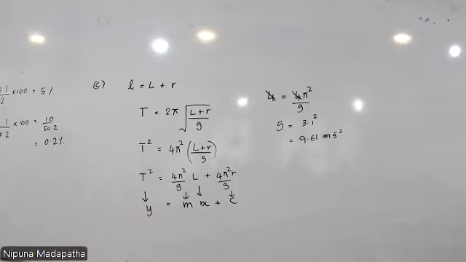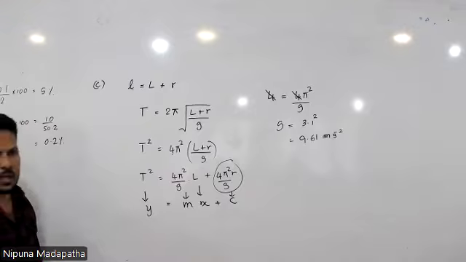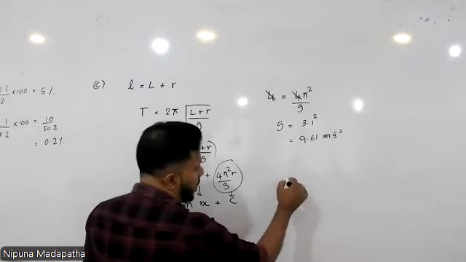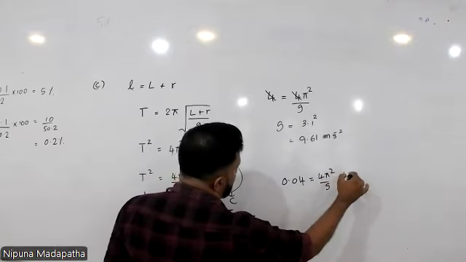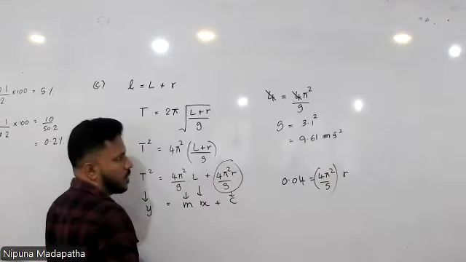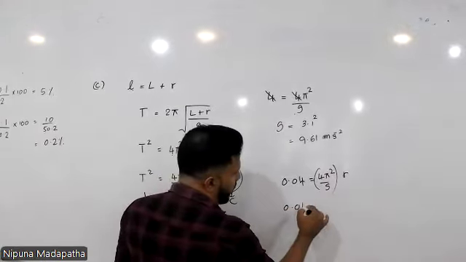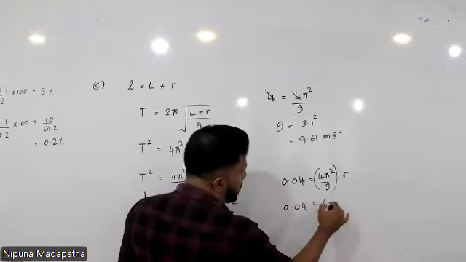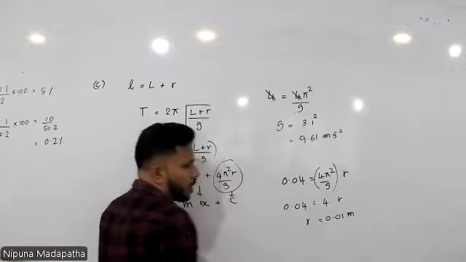Determine the radius of the sphere. So how do you get the radius? The intercept of the graph is 4 pi squared r over g. So what is the value of the intercept given? 0.04. And 4 pi squared over g is the gradient. The gradient is 4. So r is 0.01 meters.